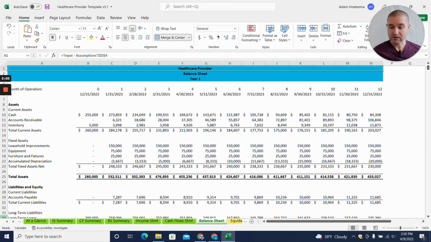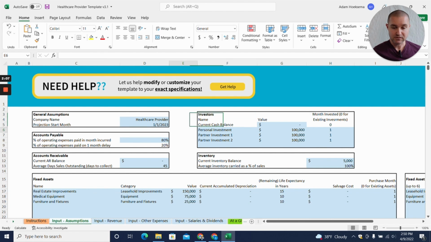We're going to start now by going back to our Input Assumptions tab and show you how to fill this out. So I've filled this out assuming this is for a startup practice or facility. And you can use this template for an existing business as well. If you're needing to create projections maybe to grow and to expand, or just for internal planning and budgeting. But today what we're looking at is assuming it's a brand new startup.